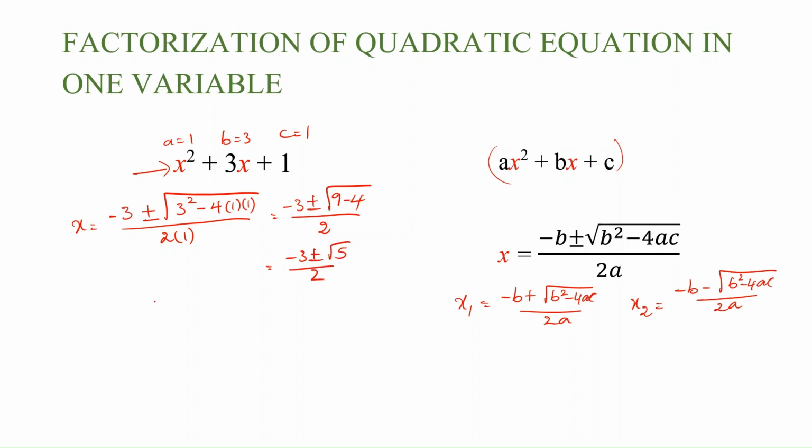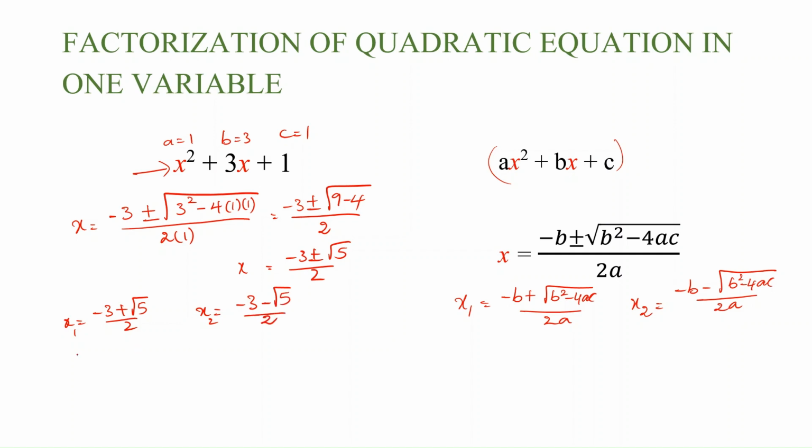So we have two different values for x here. The first one would be minus 3 plus root 5 upon 2. And the second value is minus 3 minus root 5 upon 2.